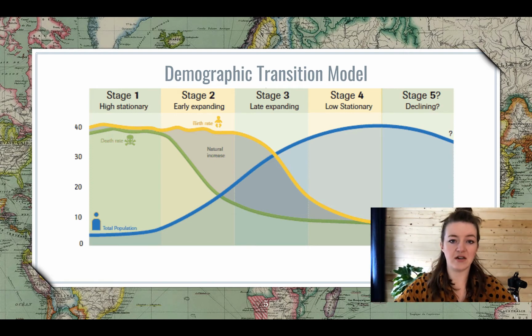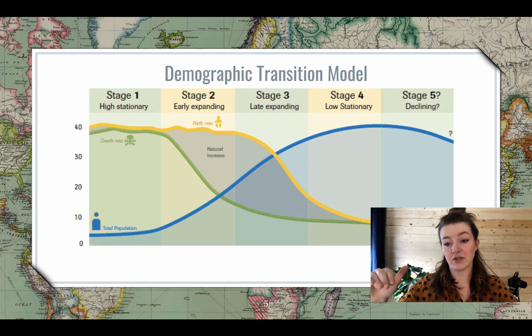And then our CDR, our crude death rate, our green line. Stage 1, it's really high. Stage 2, it's rapidly declining. Stage 3, it's still declining, but it's pretty slow now. Stage 4, it's fairly level. And stage 5, it may even start increasing.